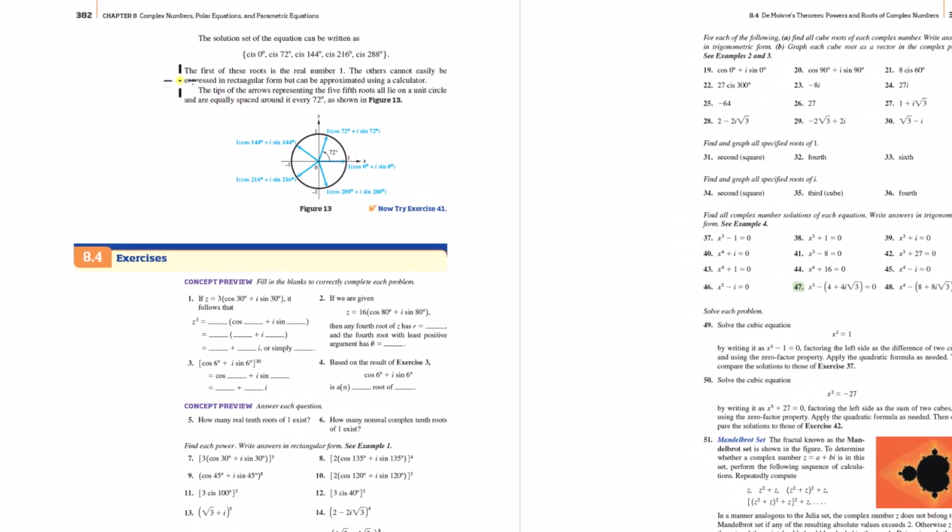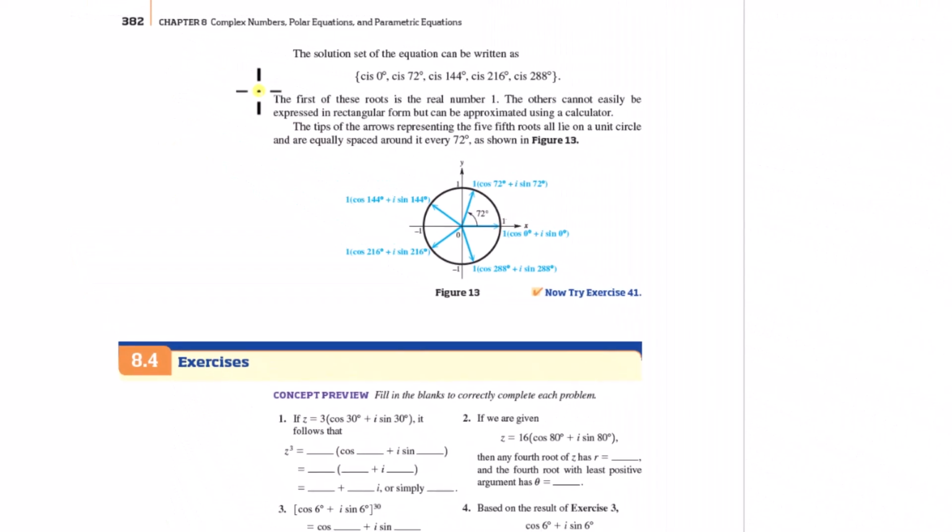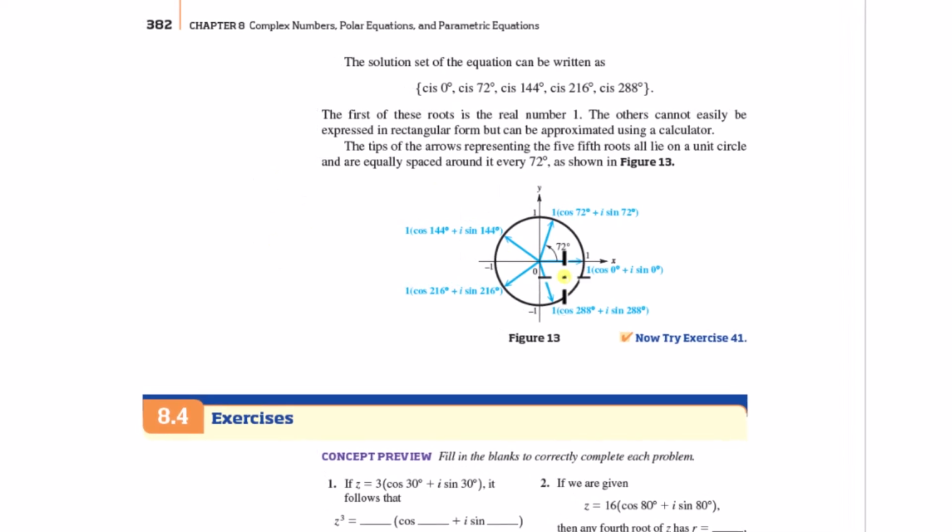Okay, so let's see. Here they find the 5 numbers and plot them so you can see they're all spaced 72 degrees apart. All of the 5th roots of 1 that satisfy the equation x to the 5th minus 1 is equal to 0.